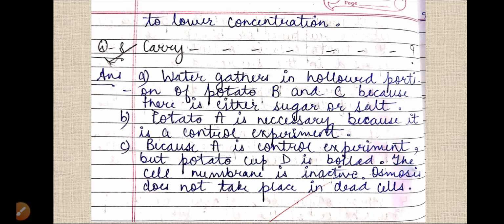Let's answer. First, water gathers in the hollowed portion of potato B and C because there is either sugar or salt. Second, potato A is necessary because it is a control experiment. Third, because A is the control experiment but potato cup D is boiled, the cell membrane is inactive, and osmosis does not take place in dead cells.